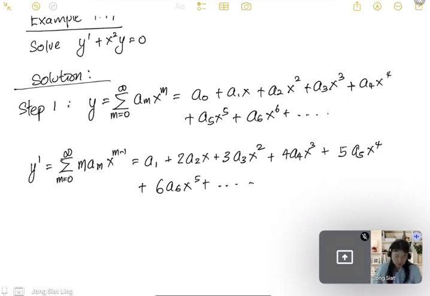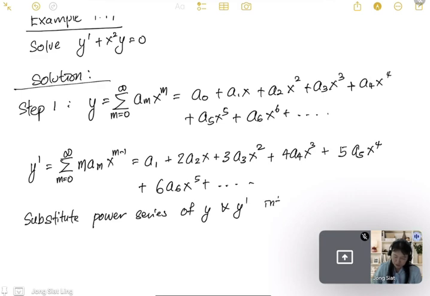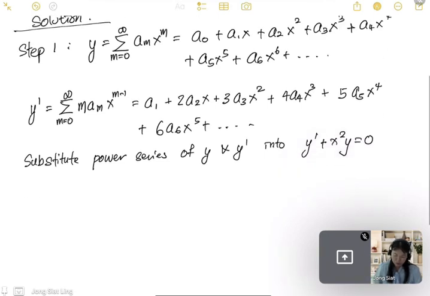Alright, so now you know the y and y prime. You can substitute in the power series of y and y prime into the differential equation. That is y prime plus x squared y equal to 0. Alright, so let me write down after I substitute.